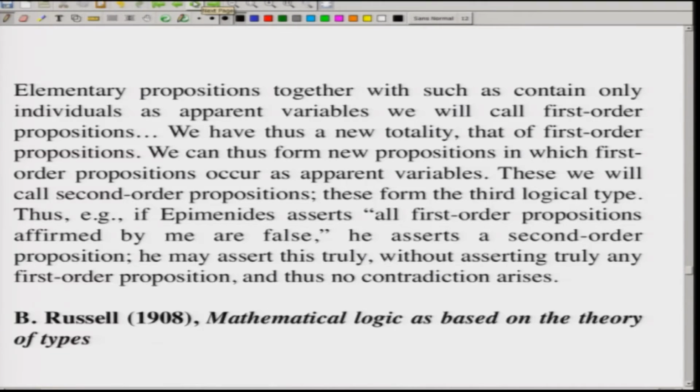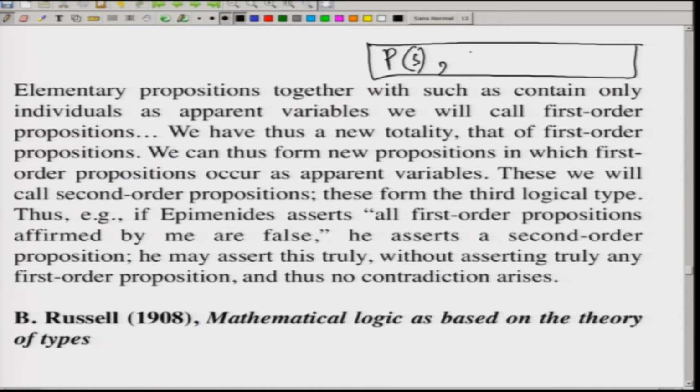Okay. So, then this is just a quote from Russell where he talks about it. Elementary propositions together with such as contain only individuals as apparent variables will call first order propositions. We have thus a new totality, that of first order propositions. So, at the first level we have things like Russell is a philosopher, or x1 is a philosopher, or M is a minister, or precisely x2 x1.